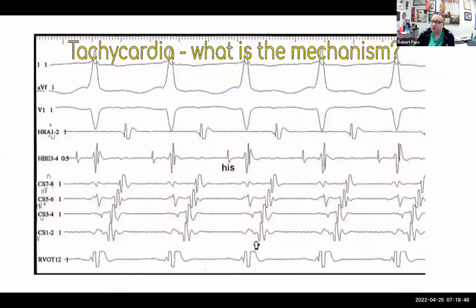Let's go to the next one. All right. This is a patient who is in tachycardia. And the question is, what is the mechanism? I am going to ask Dr. David Barris what he thinks.